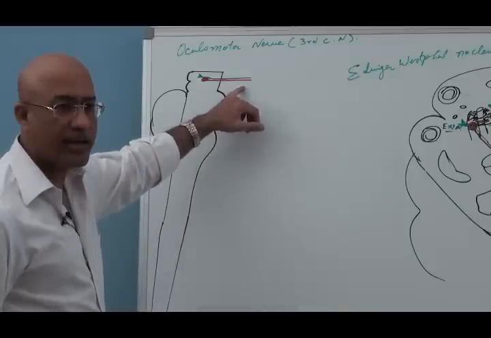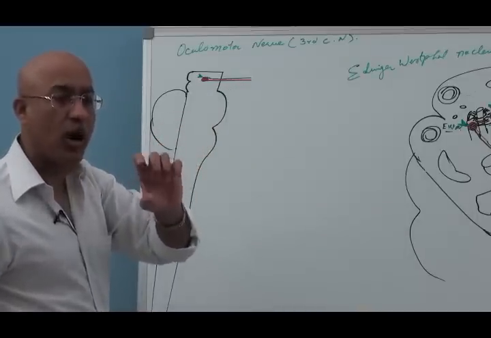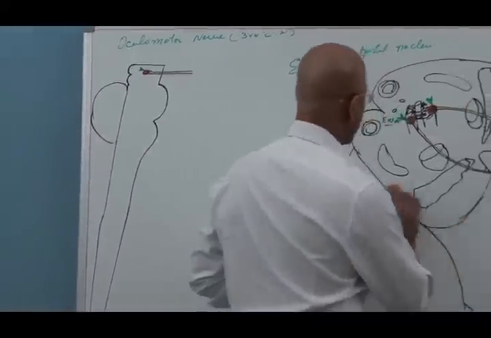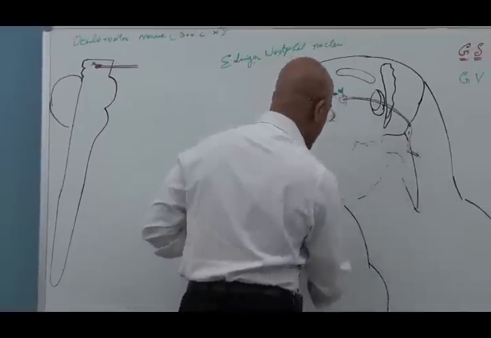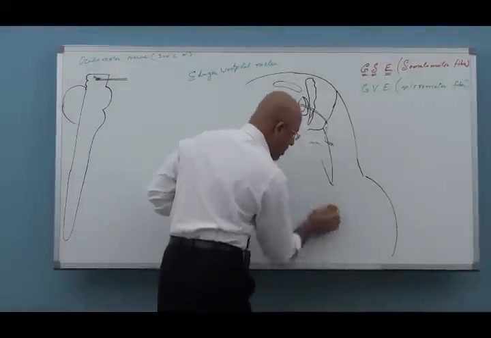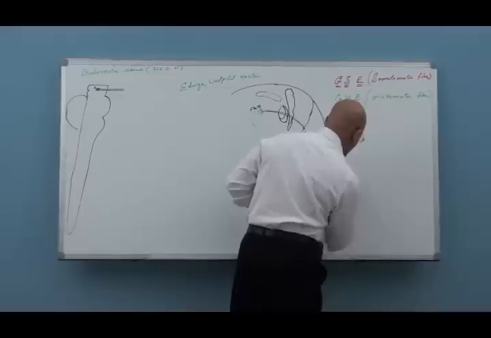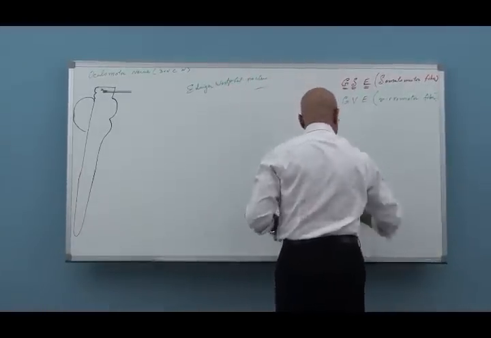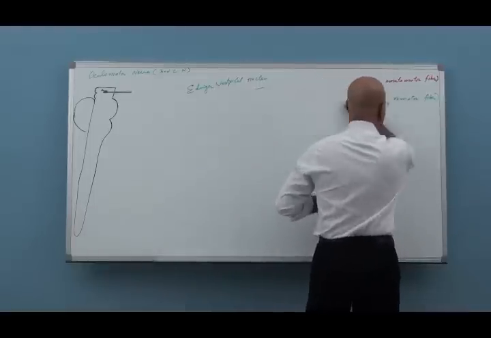Extraocular muscles here means muscles outside the eyeball, which are concerned with eyeball movement and also lift the upper eyelid upward. Okay, now once these fibers come out from there, then what will happen next?